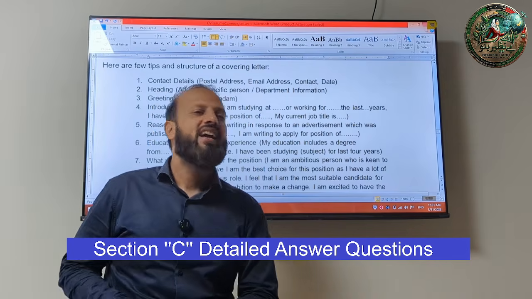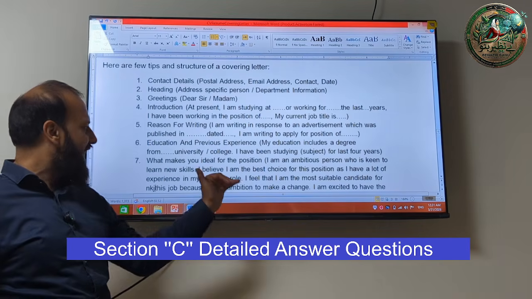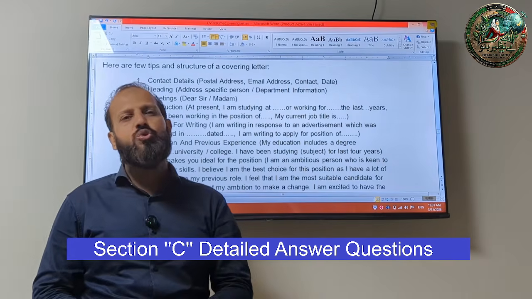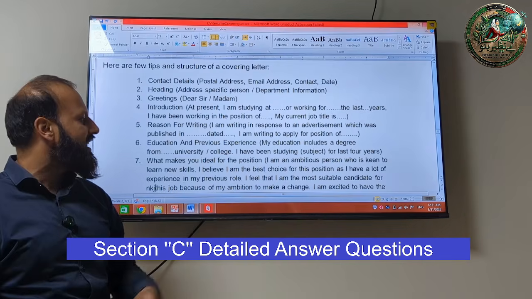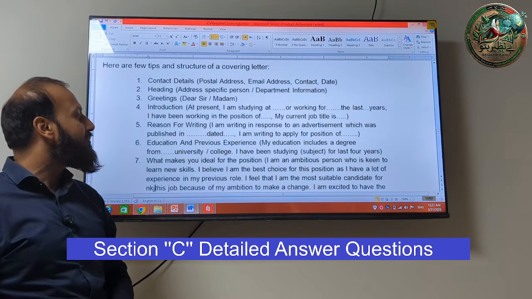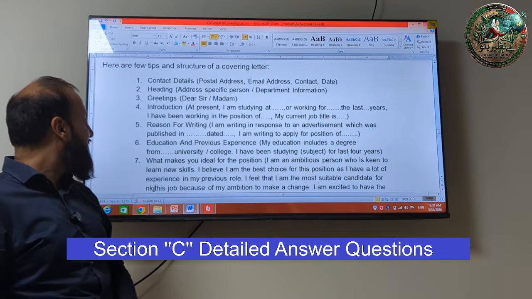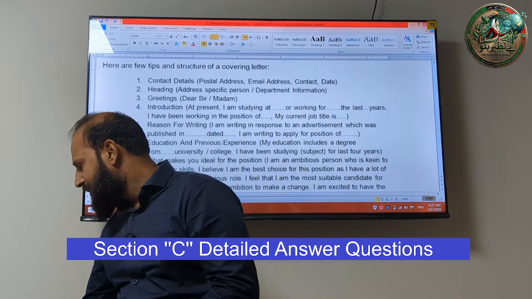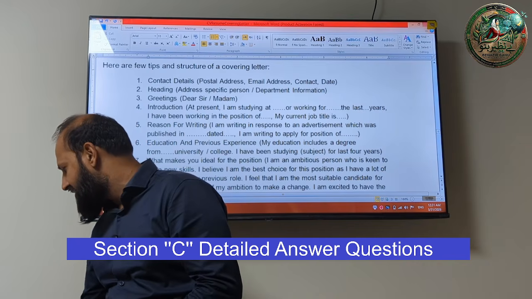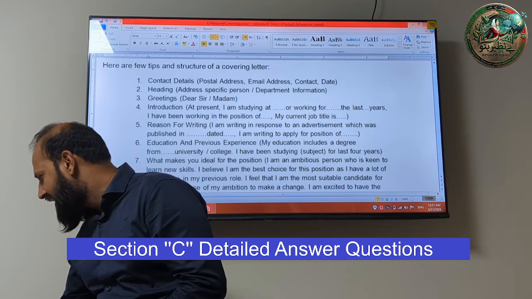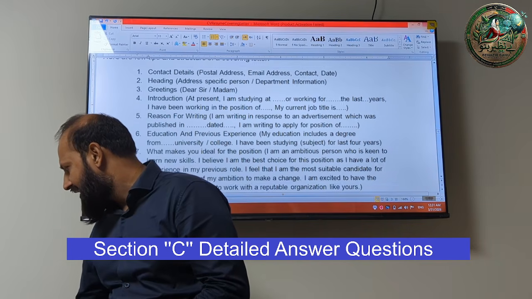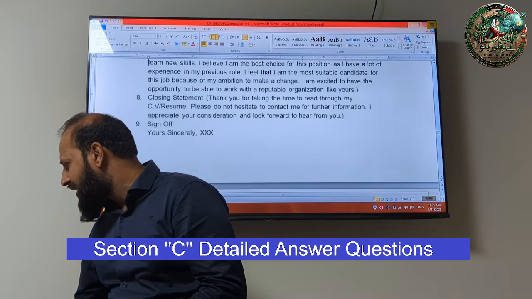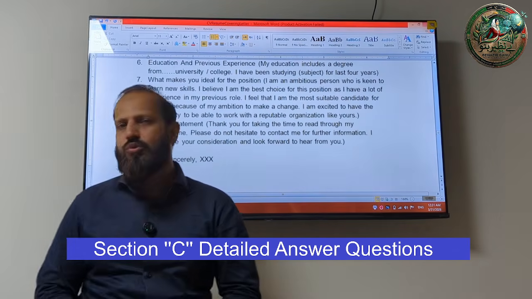क्या क्या लिखेंगे? I feel that, ये लास्ट की बता रहा हूं जो 7th पॉइंट है हमारा, कि इसमें आप क्यों, आपको क्यों चूज करें, आपको क्यों इंटरव्यू के लिए कॉल किया जाए। तो I feel that I am the most suitable candidate for this job because of my ambition to make change. मेरा जो ये ambition है ये change लेकर आएगा। सही, और 2 points more, then I will show you the covering letter as well. Okay, 2 points more.